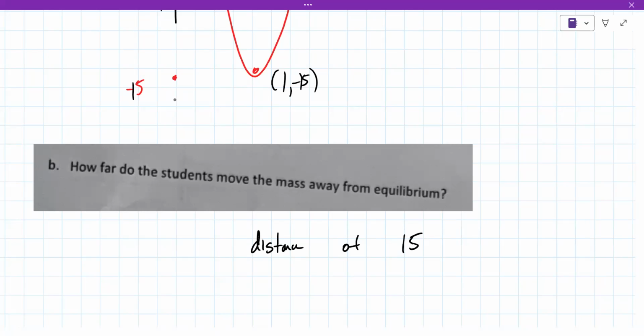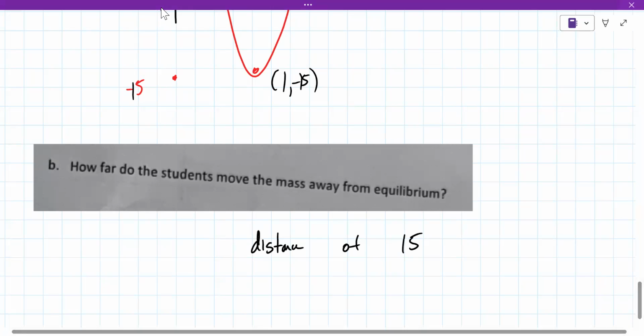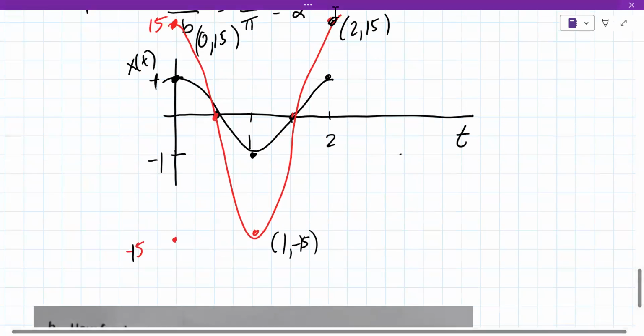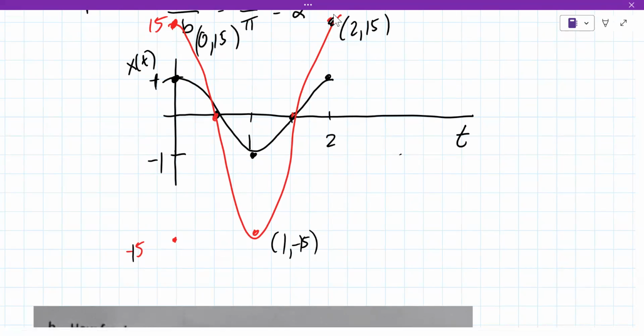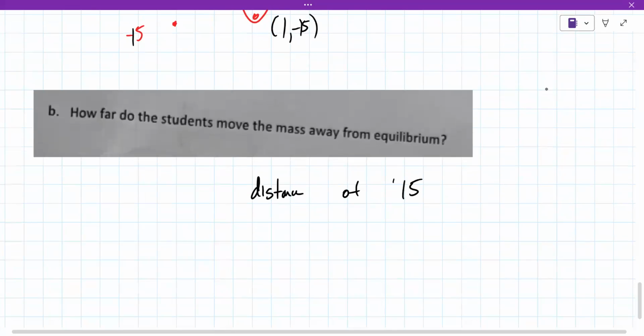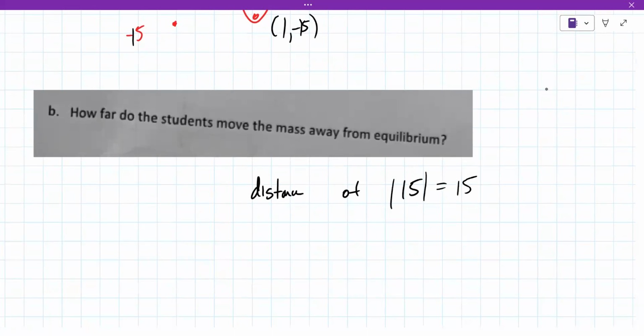We don't know the units. Normally they would tell you it's meters or inches or something. But essentially it's the distance from the center line to the top, so just like the amplitude. It is exactly the amplitude. It's the absolute value of 15, which is 15. Good.